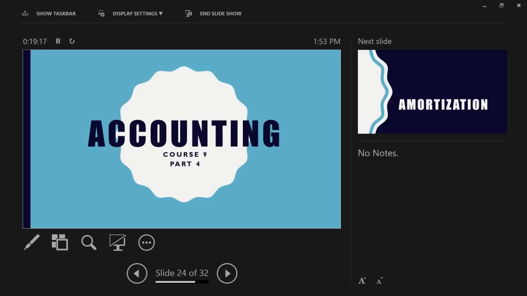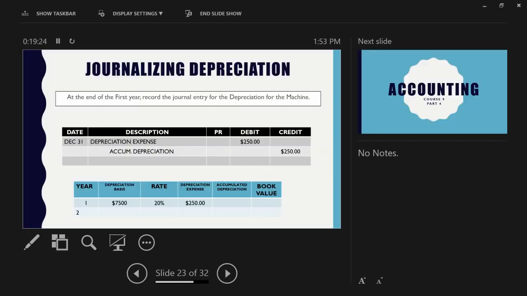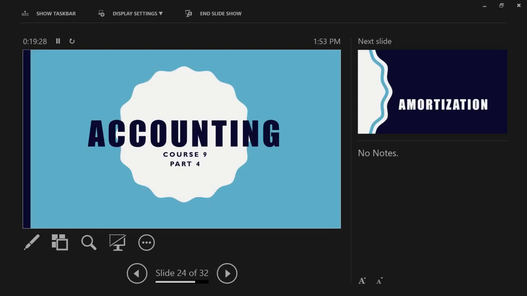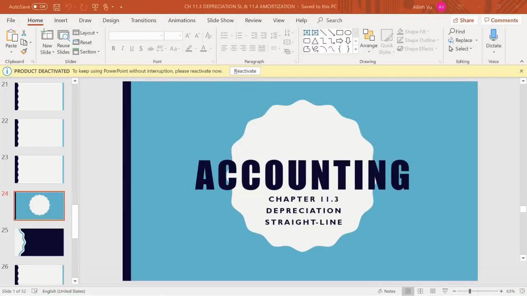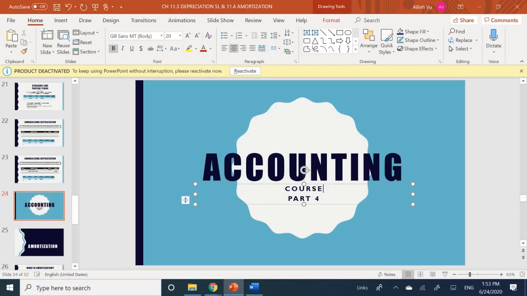So that was part 3 for you. I forgot to change this. I got to change that. It's not supposed to say chapter 9 part 4. It's supposed to say chapter 11.4, and this is supposed to say amortization.